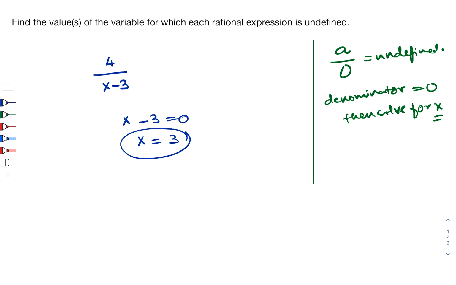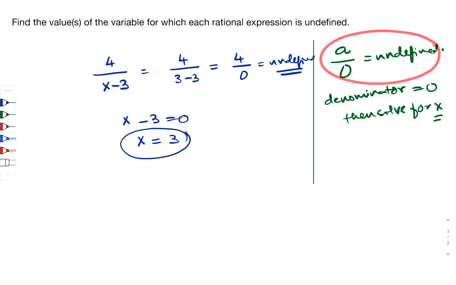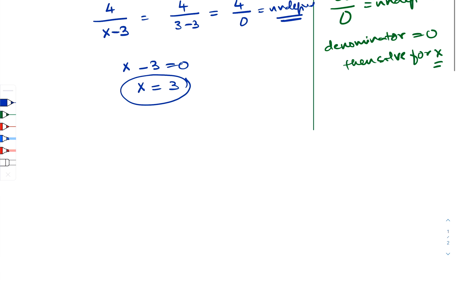So a good way to kind of check that is just go ahead and put this value of x back into the expression. So if I put the value of x back into the expression, I get 4 over 3 minus 3, which simplifies to 4 over 0, which is undefined, just like we said it should be out here. All right, let's try another one. Try this one yourself and then pause the video, and then you can see how it's solved.